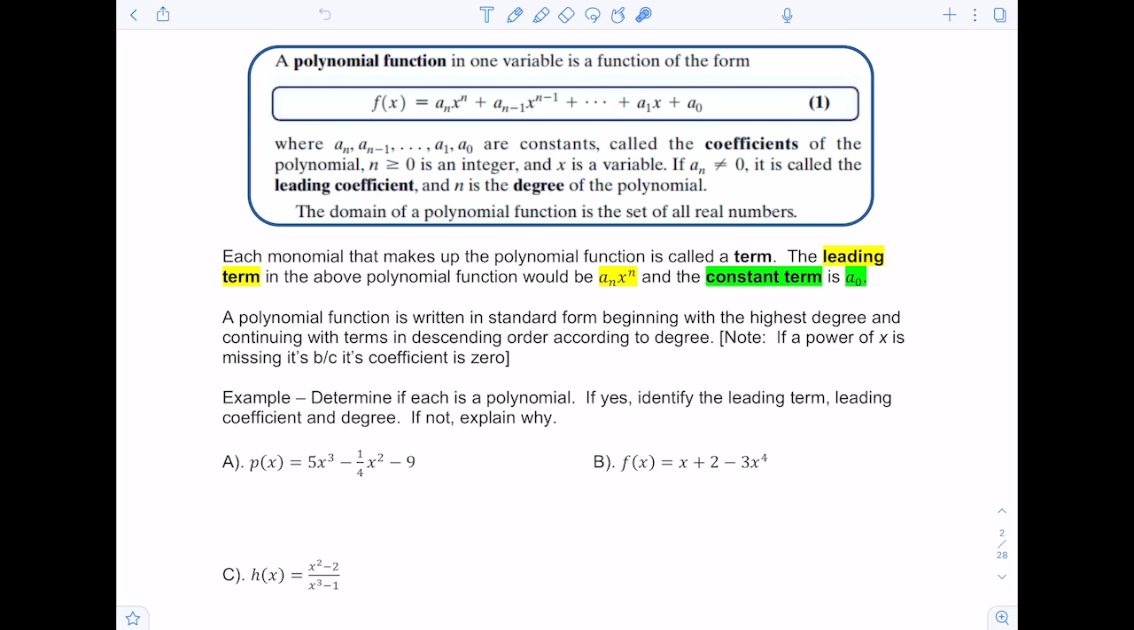In the next set of examples, we will determine whether each of the expressions is a polynomial, and if it is, we want to identify the leading term, the leading coefficient, and the degree. And if it's not, explain why not. So if I look at letter A, I have terms made up of coefficients that are numbers, and my only variable is x, and my powers are all integers, so 3, 2, no negative powers. I don't see any variables in a denominator, so this is a polynomial function. It does take on this form right here.